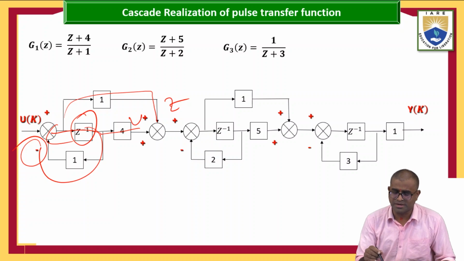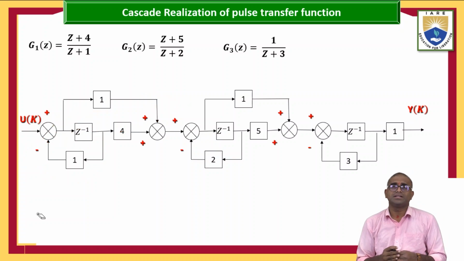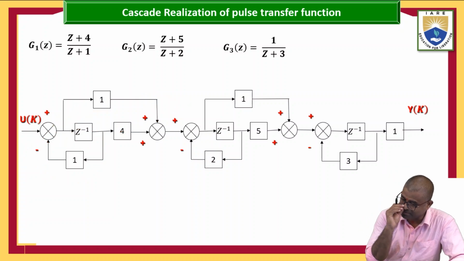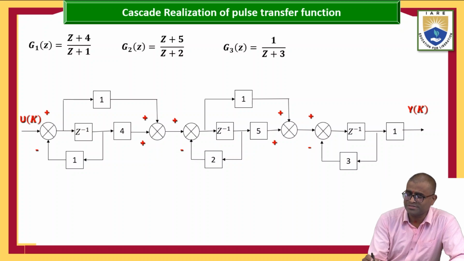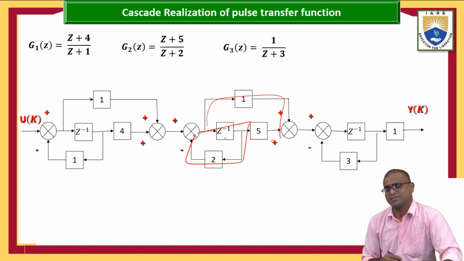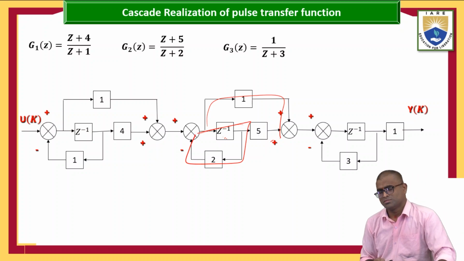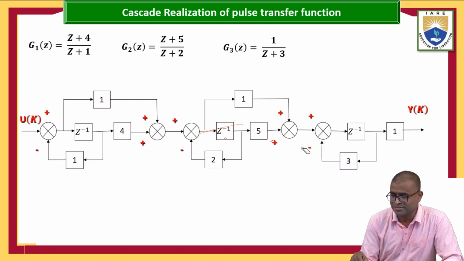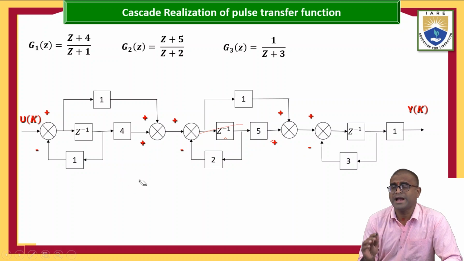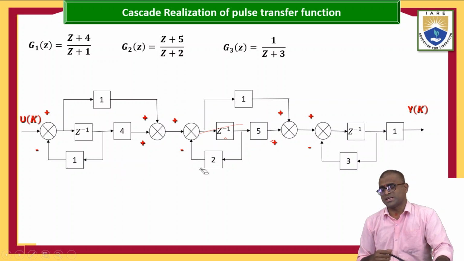Similarly, go for the second term, (z plus 5) by (z plus 2). The order is also 1, so z power minus 1 times 5 in the forward path, and z plus 2 in the feedback path. This function is also cascaded with the first function.